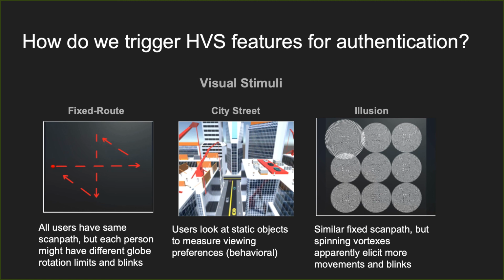The second visual stimulus is called the city street, which is a static image of a 3D city environment. And it's more of a behavioral tracking mechanism to see what aspects of the image the people are looking at. It's to measure what the viewing preferences are for a particular person. And lastly, the illusion is essentially a set of vortexes which are expanding and shrinking in shape. And it's similar to the fixed route stimulus, where you're trying to see what the user is looking at at any particular time. But apparently these vortexes elicit more movements and blinks than you would find in the fixed route.